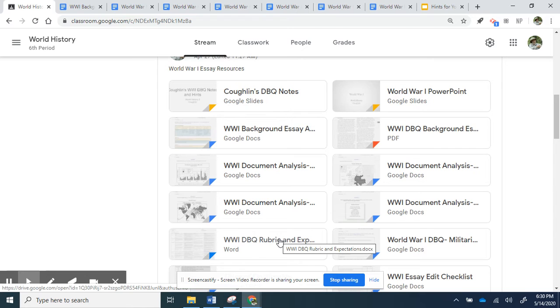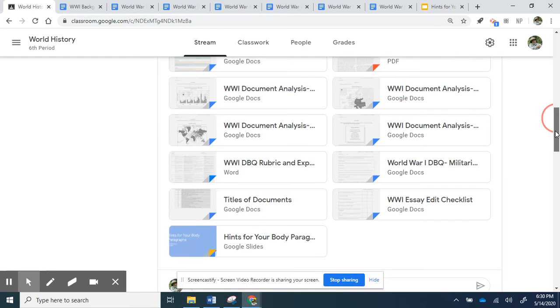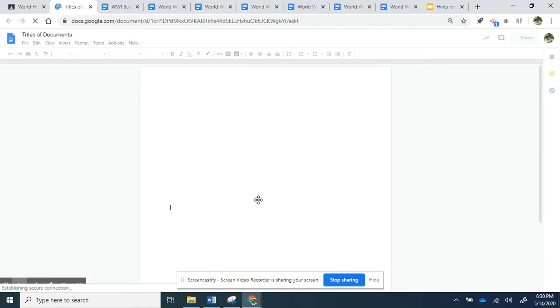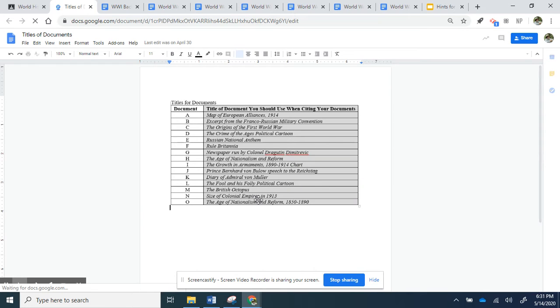We've got the rubric and expectations for the paper. Remember, it's a 6-paragraph paper. We've got the paragraph that I wrote for the class, the World War I DBQ, the militarism paragraph. So that's one of the body paragraphs, which knocks you down to only 3 body paragraphs. The titles of the documents I want to spend a second on. As you introduce evidence, these are the titles you are going to introduce, and I'll show you an example of that in the militarism paragraph.